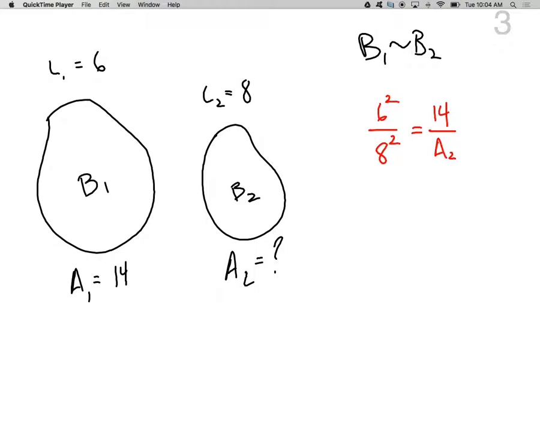Some of you may have set it up as 6 over 8 quantity squared, but this one works a little bit better. I just find it easier to solve. 36 over 64 is equal to 14 times A2. I'm assuming you cross multiplied then, divided by 36, and A2 turned out to be 24.89. 24.89 what? Units squared, good. Well done. We good? Any questions on that?